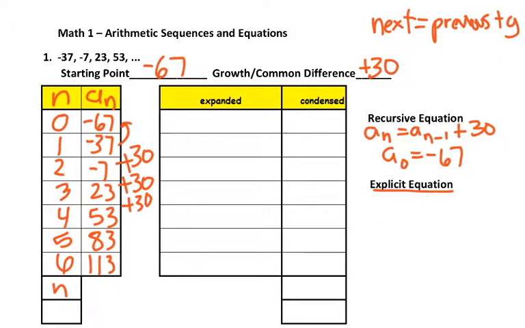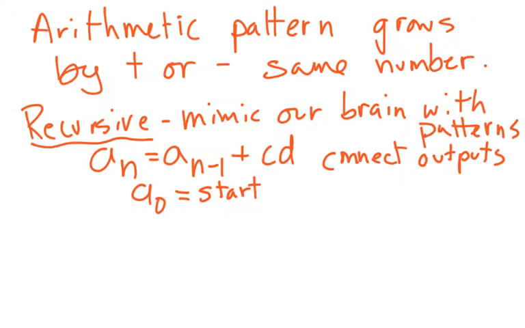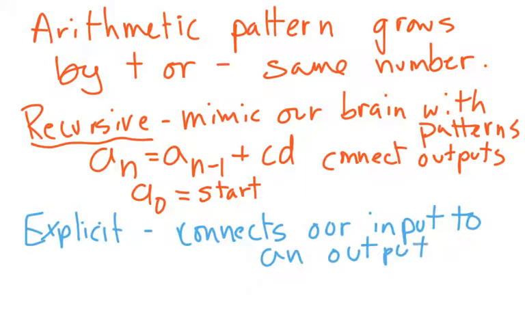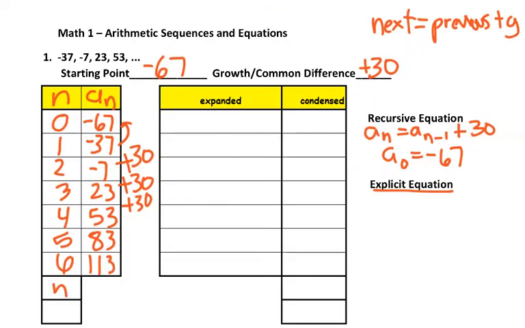Now with an explicit equation, okay, this one now connects our input to an output. Okay, so now it changes the game. And the benefit is this. If we look back at this table, okay, which you should have been following along and writing stuff down, it's easy to find the 7th or the 8th or the 9th term using our recursive concept, our recursive equation.